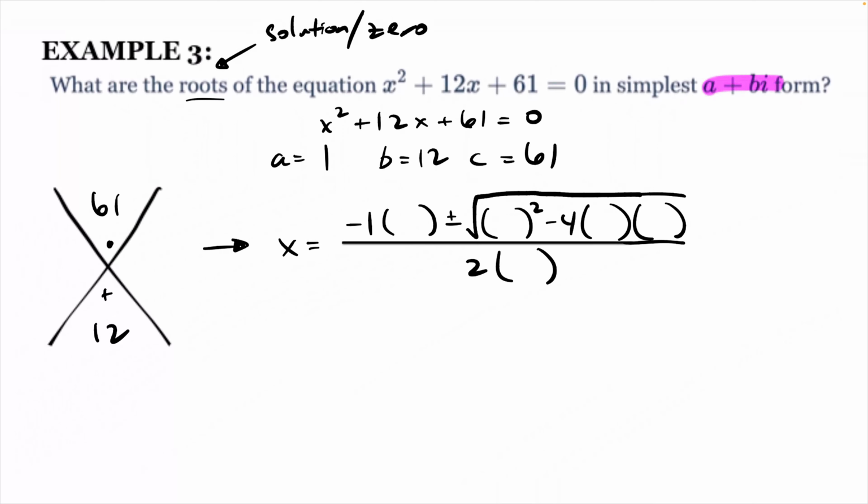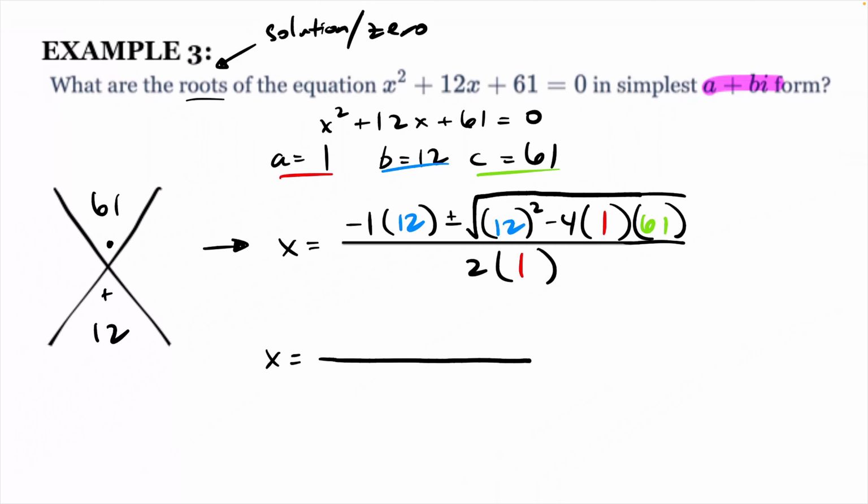All right, so A is 1. That goes next to the 4 and next to the 2 on the bottom. B goes next to the -1 and with the squared. And then C only goes in one spot. Okay, so how do we simplify this? Well, we're going to do it piece by piece.